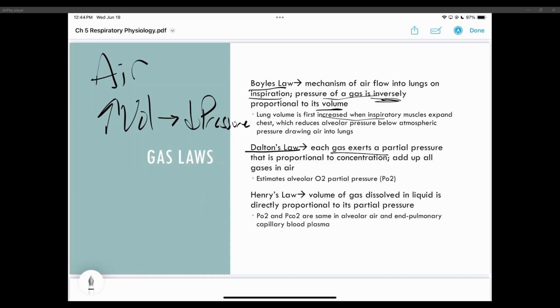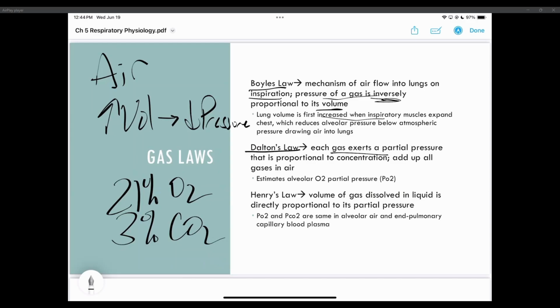Dalton's law just states that each gas that's in the air right now has a pressure associated with it. If you add up all the gases in the air, we have CO2, O2, nitrogen, and whatever else is out there, they all have a percentage. What's the percentage of air that's oxygen? About 21% of the air is oxygen. How much is CO2? It's like 3%. And there's a lot of nitrogen in there and whatnot.